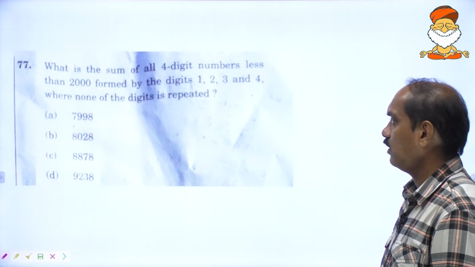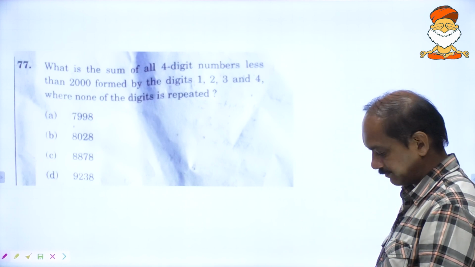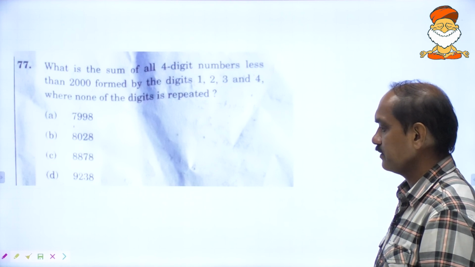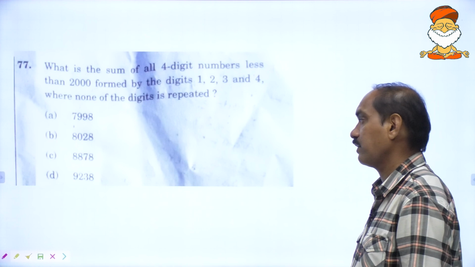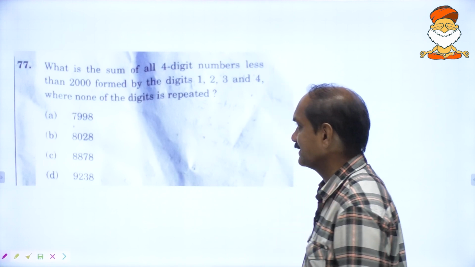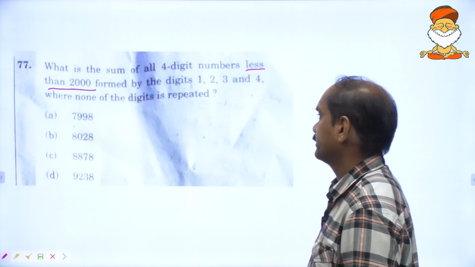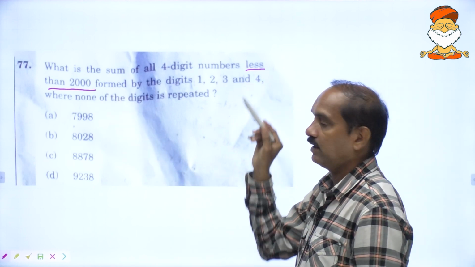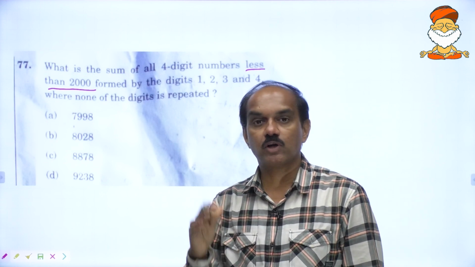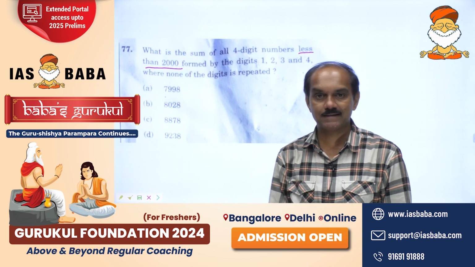What is the sum of all 4-digit numbers less than 2000 formed by the digits 1, 2, 3 and 4 where none of the digits is repeated? Your options are 7098, 8028, 8878, 9238. Less than 2000. Can you use 4 and 3 in the beginning? If you use 4 or 3 in the beginning, it will be more than 4000, more than 3000. Even if you use 2, it will be more than 2000, but we want less than 2000.